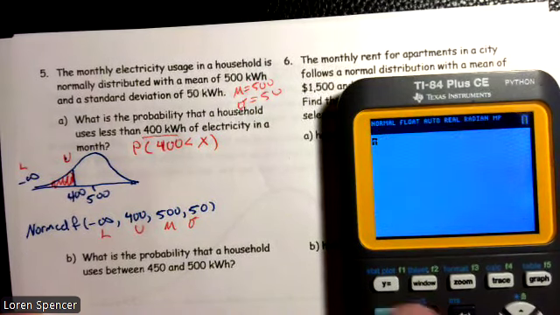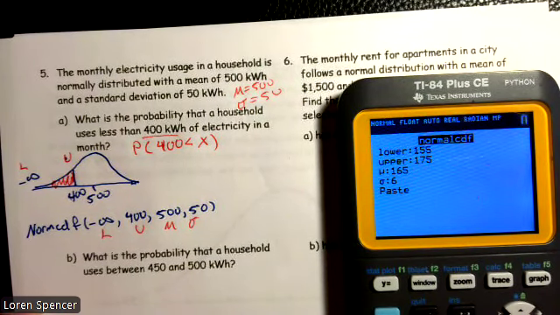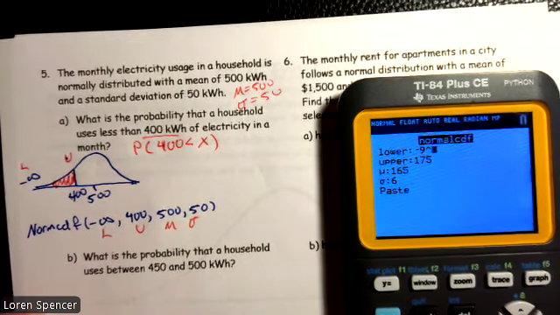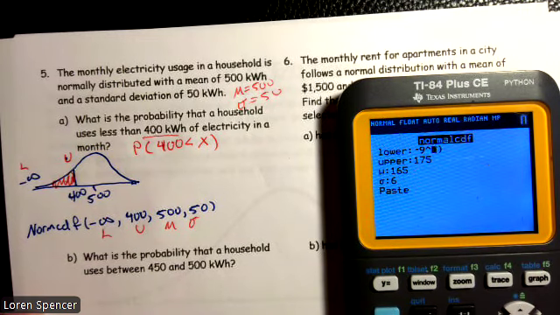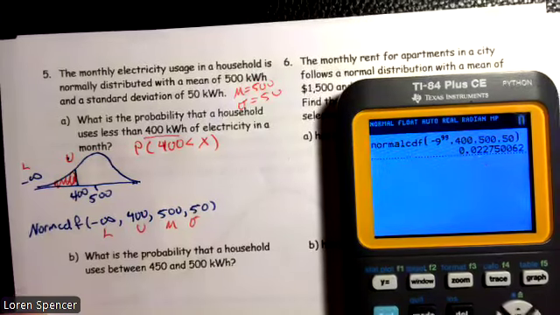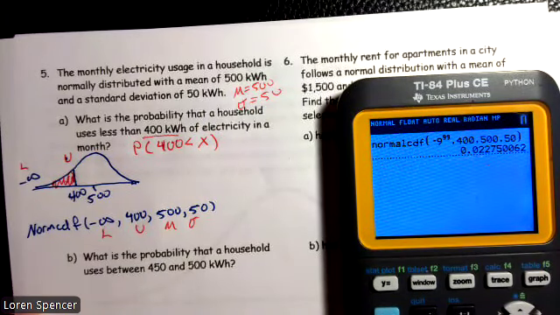So with that said, second vars, norm CDF, negative infinity. Upper is 400. My mean was 500, and my standard deviation was 50. And we get 0.0227.